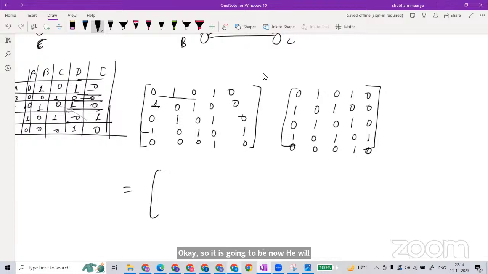You will take this row and multiply it with this column, meaning the first column. You will take the first row, this row. Let me write here 0. You will take this row and multiply with this column. Let's check how the multiplication will be. 0 will be multiplied with this, 1 will be multiplied with this, 0 is multiplied with this.